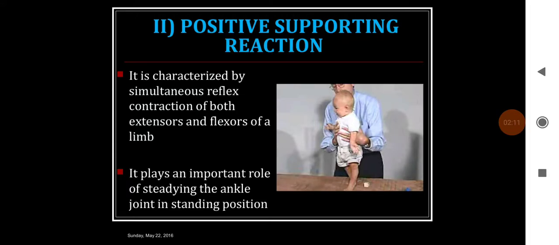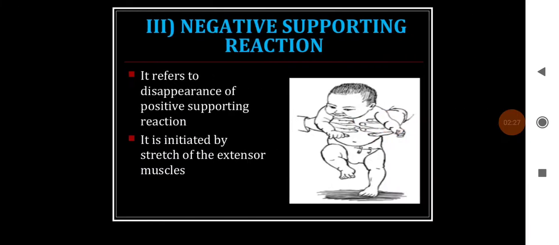Positive supporting reaction is characterized by simultaneous reflex contraction of both the extensors and flexors of the limb. It plays an important role in stiffening the ankle joint in standing position. Negative supporting reaction refers to the disappearance of the positive supporting reaction. It is initiated by stretch of the extensor muscles.